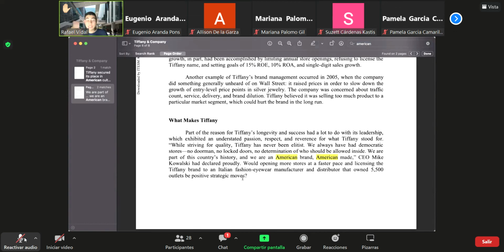However, my implications, I will say, be careful of who you license your name to. Because if you license a name to a brand that doesn't represent what Tiffany & Company is, and it's already happened, it's not going to be as fruitful. For instance, if they do this for Sunglass Hut or for Luxottica, I think it's going to work.